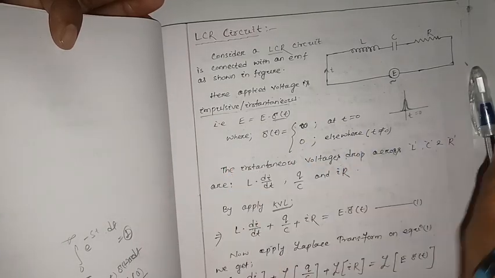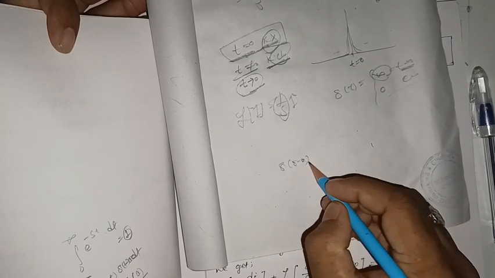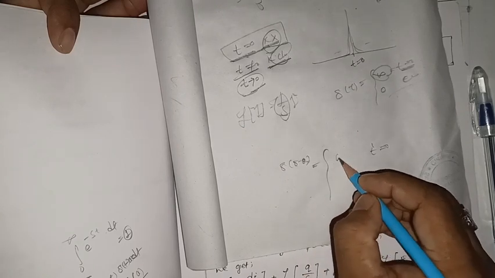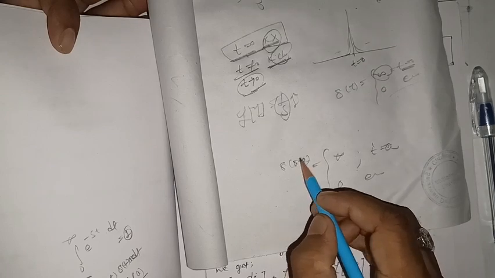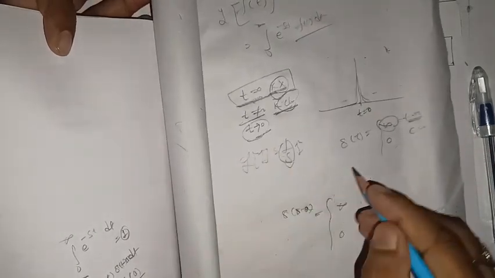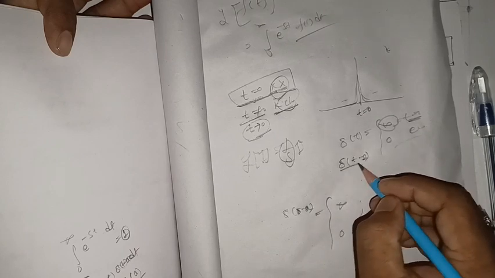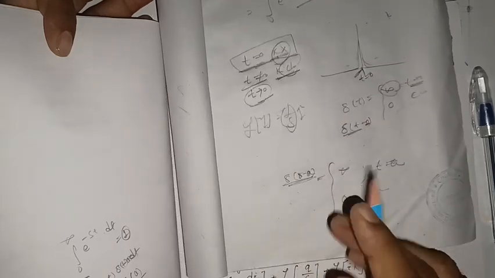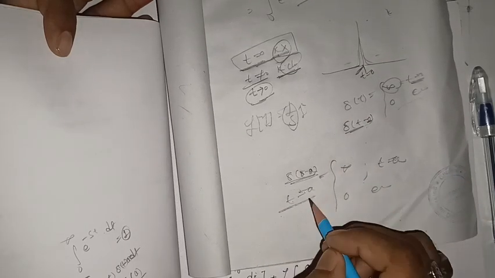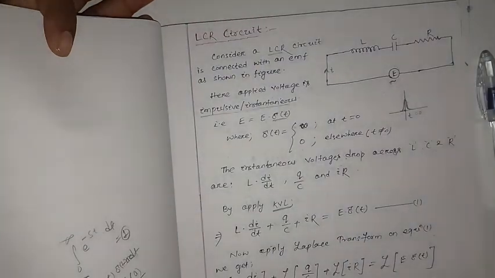If suppose we have delta t minus a, then the value exists at t equal to a. Okay, so infinite will be at t equal to a, 0 elsewhere. So here delta t means delta t minus 0 is there. That means the delta function exists at t equal to 0. Delta t minus a means the delta function exists at t equal to a. At t equal to a, the value exists or is infinite we can say, and otherwise it will be 0.